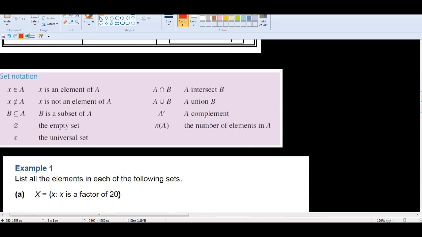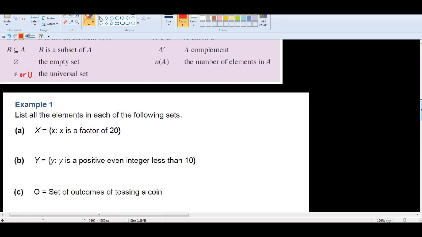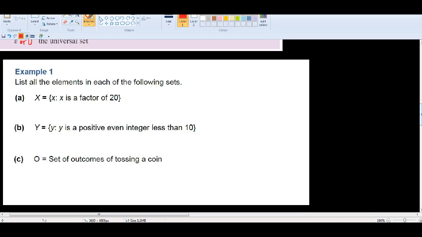So here are some symbols in the book. Some of them we have covered. The first one, X belongs to A: that symbol means belongs to, meaning X is an element of A. If you cross it, that means X is not an element of A. Also the universal set. Normally I use U, but the book uses what we call epsilon, which is a Greek letter. Both are okay. In the examination you use whatever you like. So let's have some examples. List all the elements in the following set.